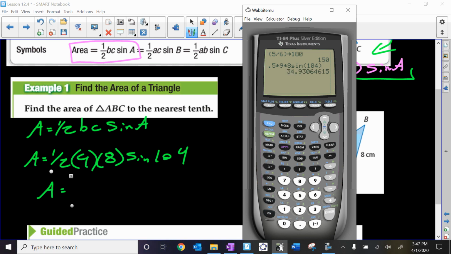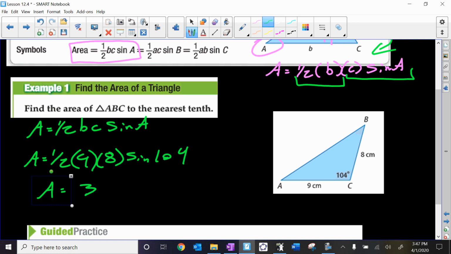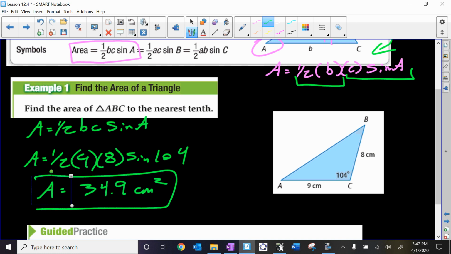gets you an area of approximately 34.9. If you didn't get that, make sure you check the mode on your calculator again. Make sure it's in degree mode. So we're going to say it's 34.9. We're dealing with area, centimeters squared.